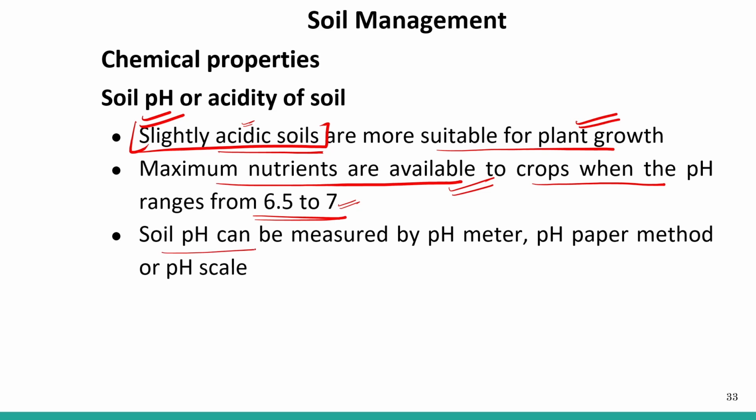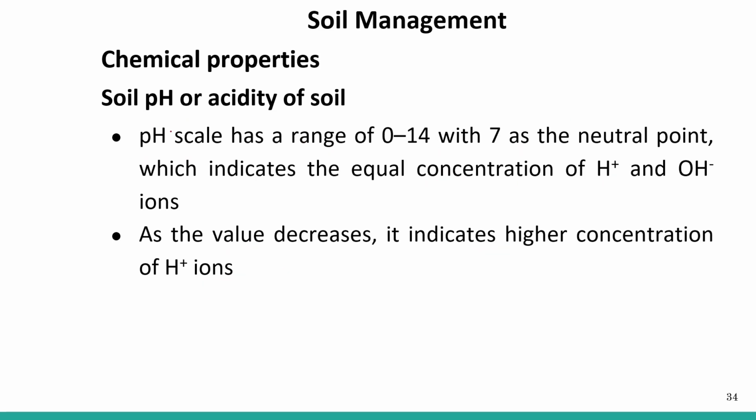The soil pH can be measured by a pH meter, the pH paper method, or the pH scale. So we have 3 different options to measure the soil pH: the pH meter, the pH paper method, or even the pH scale. Soil pH, or the acidity of the soil. The pH scale has a range of 0 to 14, we all know, with 7 as the neutral point. So it starts from 0 and goes to 14, right? And in between there is a 7 which shows the neutral position, right?